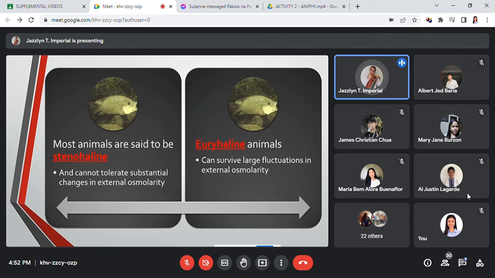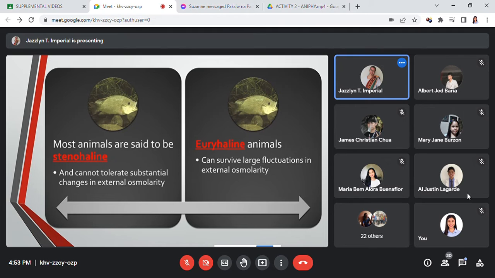So, most animals also, some terms that you will have to remember is hindi lang yung osmoconformer and osmoregulator. So, di ba, we also have stenohaline. So it is said that most animals are stenohaline. It means that they cannot tolerate changes in external osmolarity, if the change is substantial, meaning medyo extreme. Okay? So euryhaline animals naman can survive despite large differences or large changes in their environment.